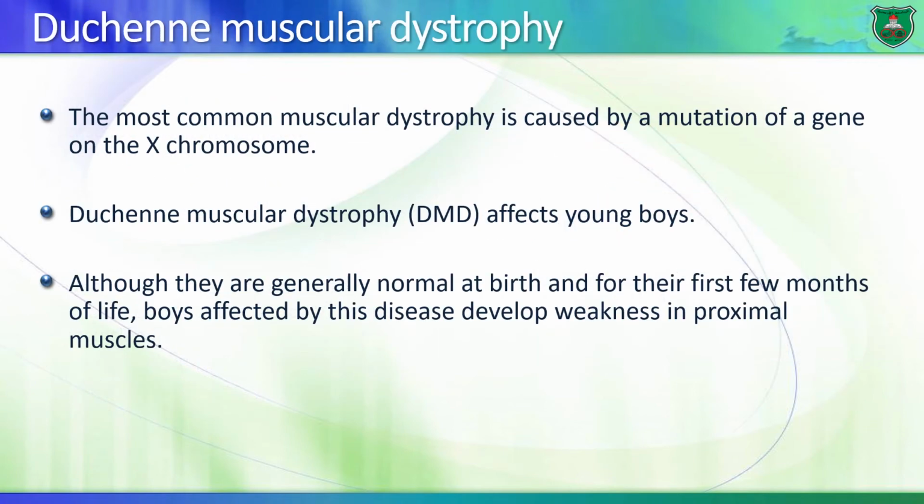So Duchenne muscular dystrophy is also an example of an X-linked disorder. Usually it affects young boys, although they would look normal at birth, but as they grow, the symptoms would be exaggerated, and it can be fatal when they reach their 20s or so.